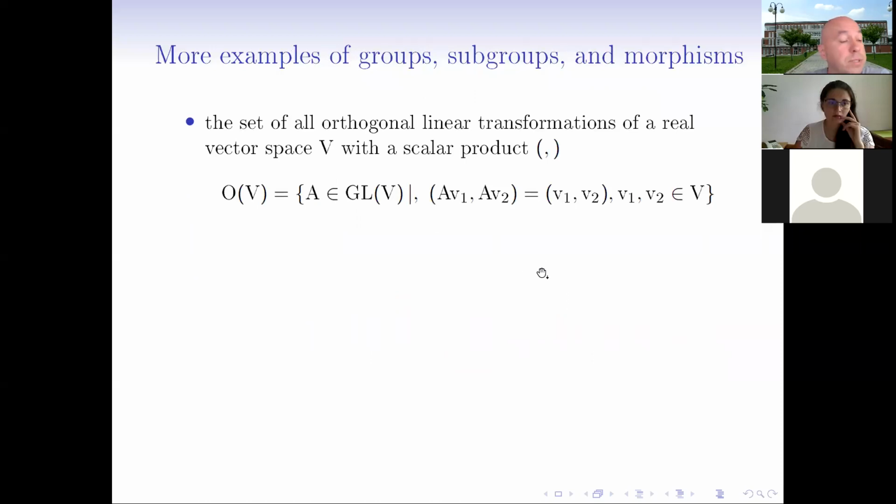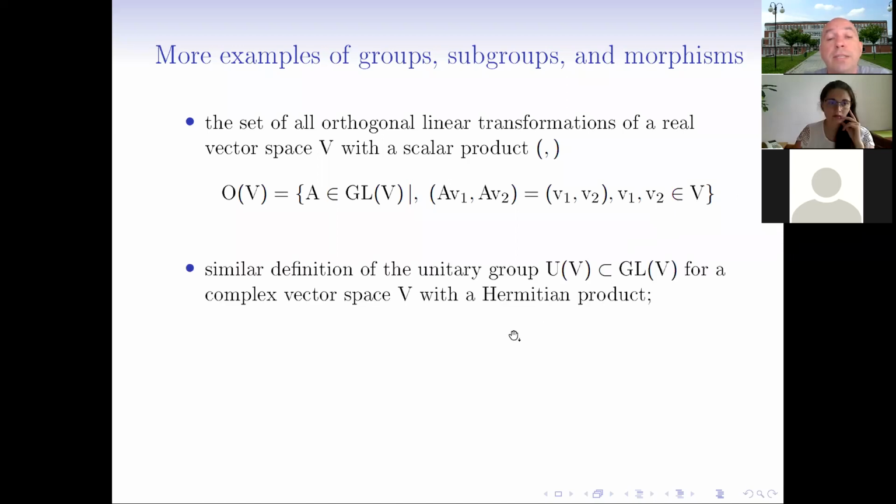Let me give more examples of groups, subgroups, and morphisms. They are very important, and we'll meet them later in more elaborate lectures. For instance, if you take a real vector space with a scalar product, positive, or it can also be indefinite, but let's say it's positive, so it's Euclidean, what is called a Euclidean vector space. Then we can define the orthogonal group of V as the set of all invertible linear operators acting from V to V which preserve the scalar product. So (Av1, Av2) equals (v1, v2) for every v1, v2 from V.